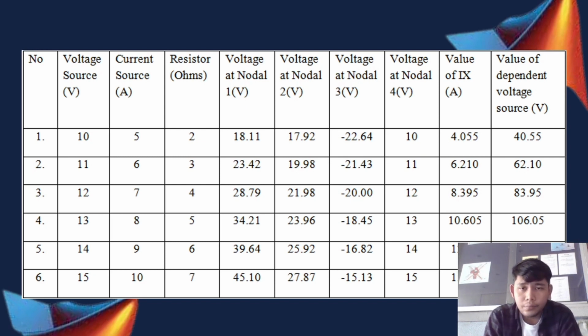So for table 3, voltage, current and resistor are 12, 7 and 4. For the voltage at node 1 we get 28.79, node 2 we get 21.98, and node 3 we get negative 20. So for the voltage at node 4, we get 12 volts. For the value of Ix, we get 8.395. The value of Ix we got from V1 minus V4 divided by 2. So for the value of the dependent voltage source, we get 83.95. The rest is for tables 4, 5, and 6.